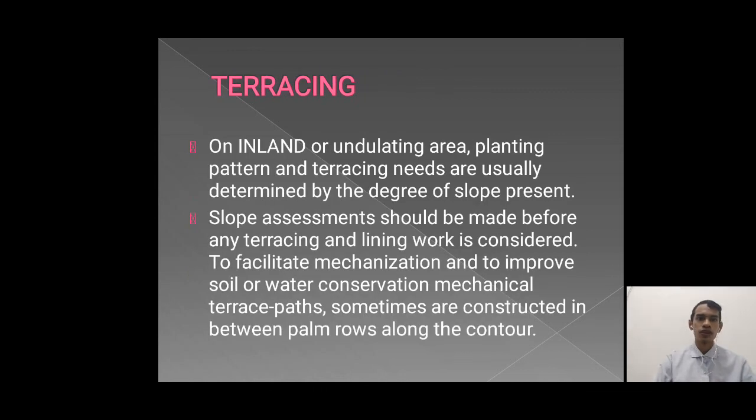Next, I will talk about the terracing on inland or undulating area. The planting pattern and terracing need are usually determined by the degree of slope present. Slope assessment should be made before terracing and line work is considered. To facilitate mechanization and to improve the soil or water conservation, mechanical terracing sometimes is constructed between planting rows around the contour.